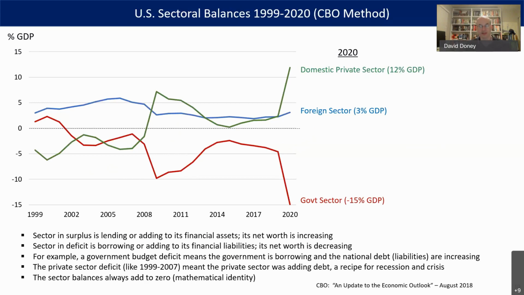And then the blue line is in there as well, the foreign sector. But if you look at the numbers for 2020, 12 and 3 and minus 15, what do they add up to? Zero. Always. They must add to zero every year. It's an identity, just like the accounting equation where you say assets is the sum of liabilities and equity. They must be the same.